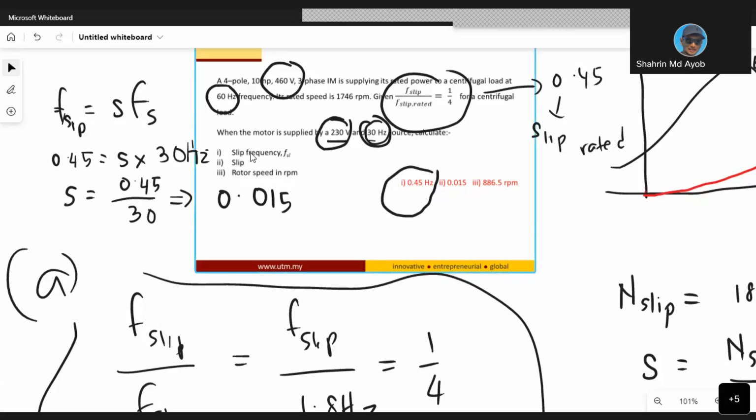The next one is the rotor speed in RPM. If you don't understand, you can raise your hand, because your final exam will be almost like this.